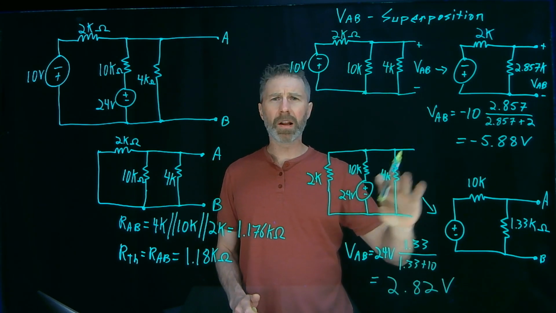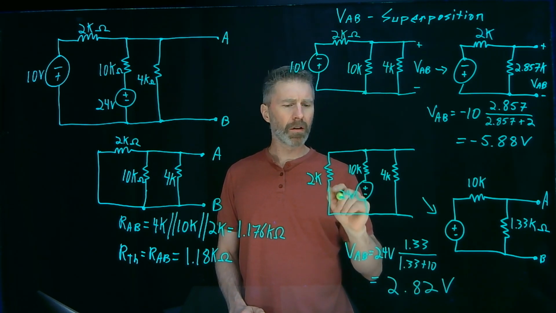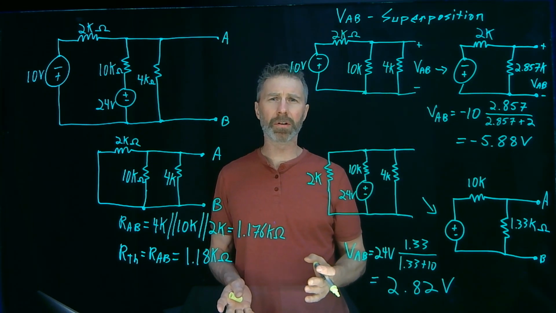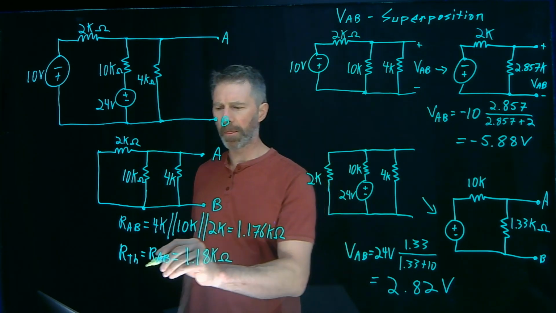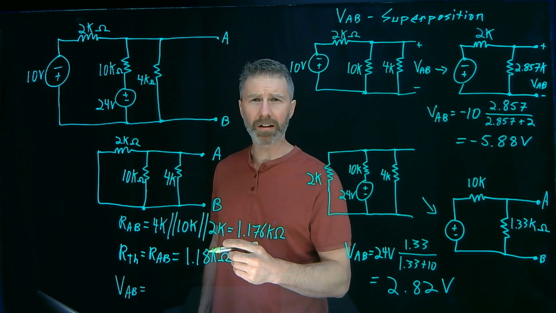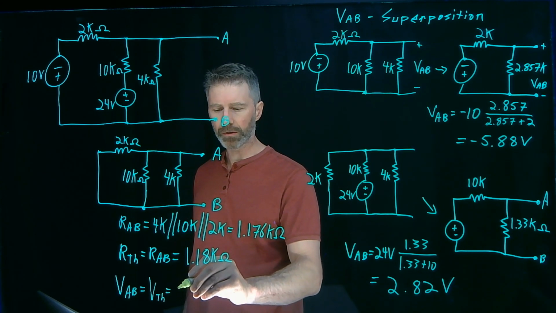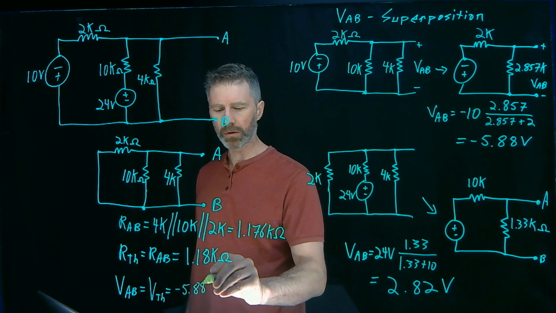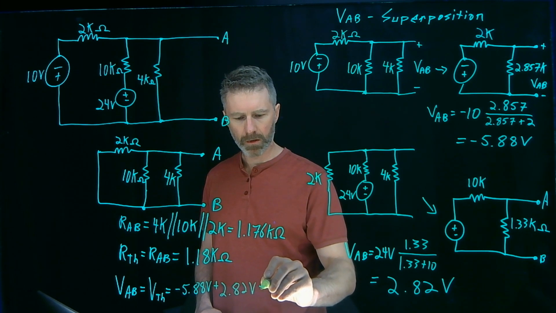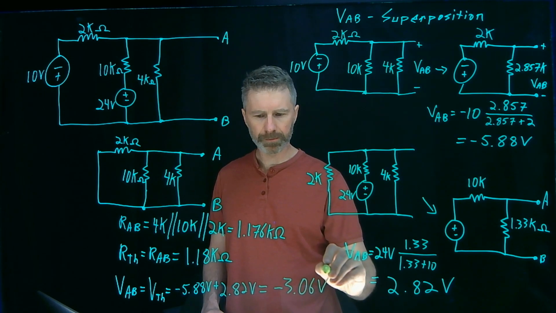So the voltage between A and B due to the 24 volt source is 2.82 volts. And now I can take the voltage from the 10 volt source, combine it with the voltage from the 24 volt source, and that gives me the voltage between A and B when both those sources are connected. And the whole reason I'm calculating these AB voltages is because that's my Thevenin voltage. And the overall Thevenin voltage is going to be that negative 5.88 volts plus 2.82 volts, which gives me minus 3.06 volts.